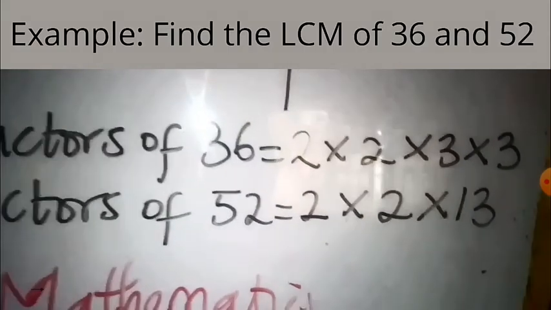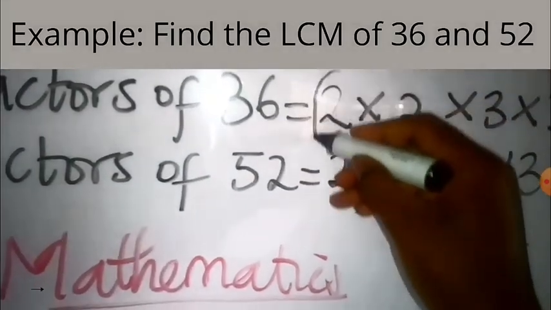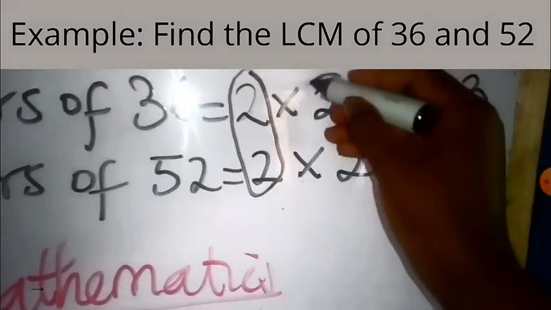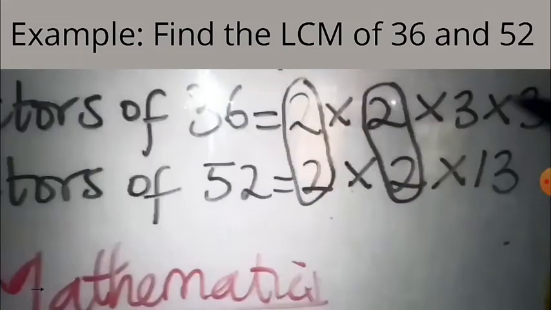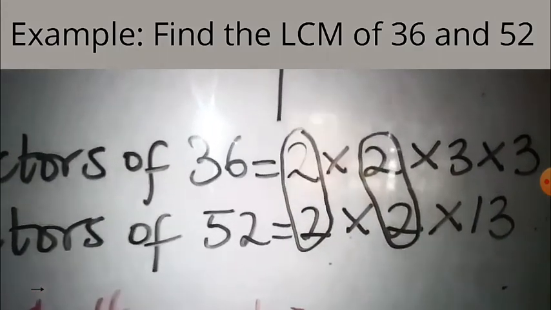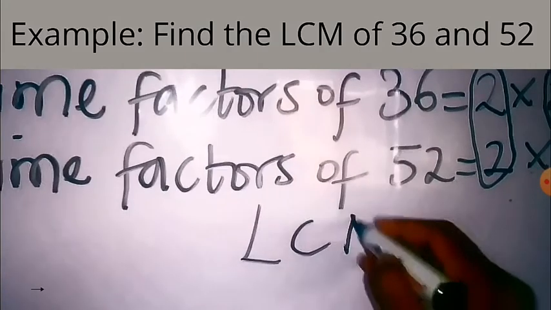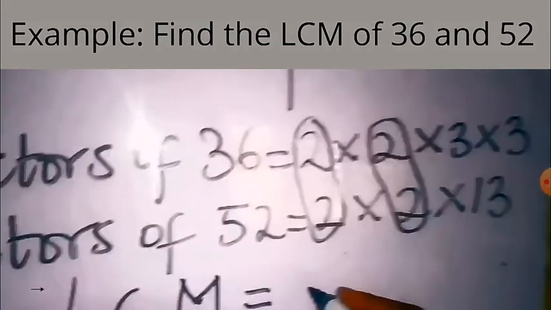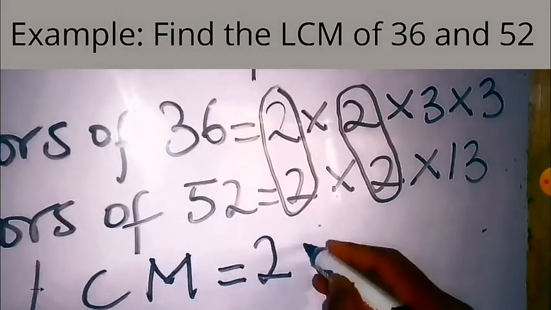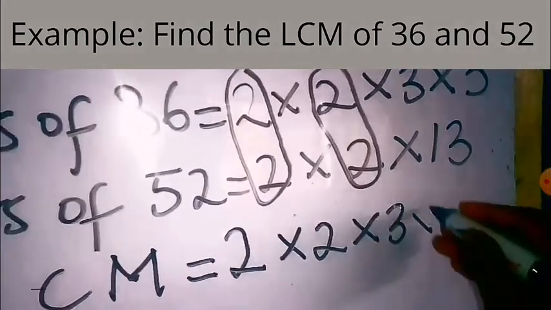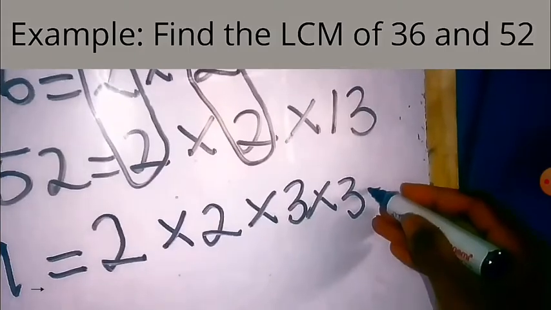Now we pair similar numbers up. So we have our 2, we pair it with the 2 down. 2, we pair it up again. Now when we are going to multiply the paired numbers, we'll use one of the numbers in the pair to represent the paired numbers. So we have 2 multiplied by 2, multiplied by 3, multiplied by 3, and multiplied by 13.